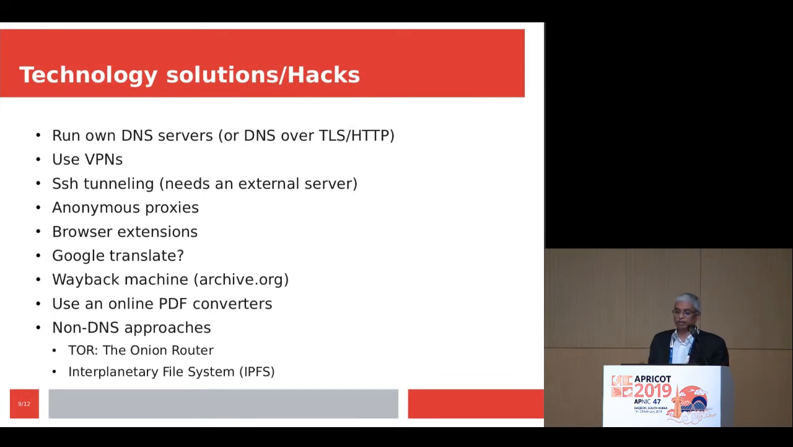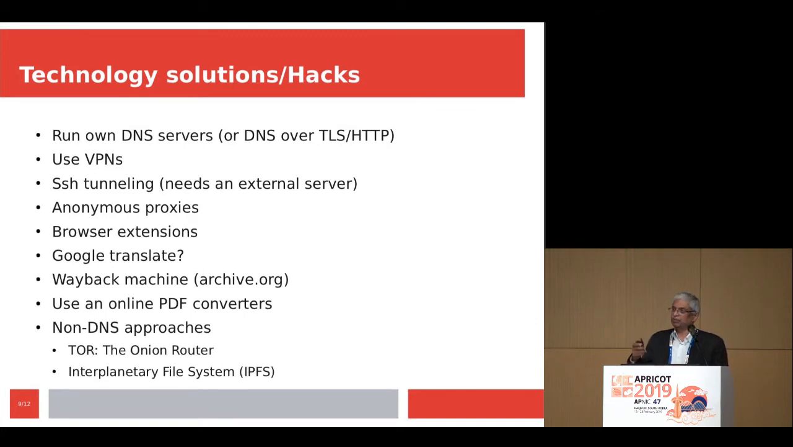What are some of the technological solutions? For DNS-based hacking, you can run your own DNS server, so that you query only your server. There are new emerging technologies like DNS over HTTP, experimental, not proven, but which show some promise. VPNs are perhaps the most common, but VPNs means money. You have to pay for it.